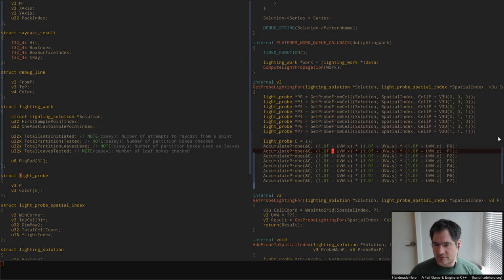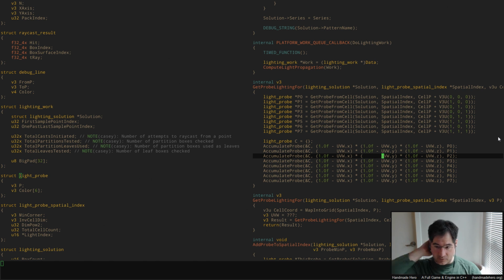So in this case, this is the one that's on the far end of the x-axis. That means that I don't want to negate the UVW of x, the x component, right? We come down to the next one, and the same is true of y, right? So this probe was on the maximum end of the y-axis, so we want to stop negating that one. This one's on the maximum end of the z-axis, so we want to stop negating that one. This one was on the maximum of both the y and the z axes. And then, oh, that's the opposite.